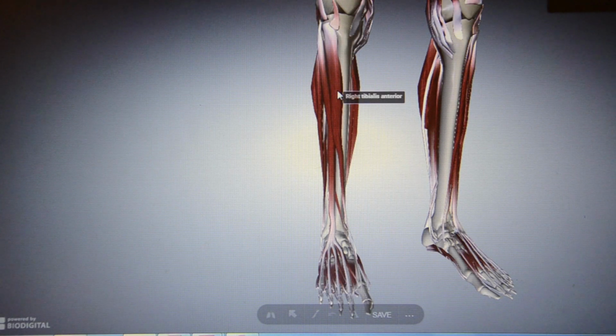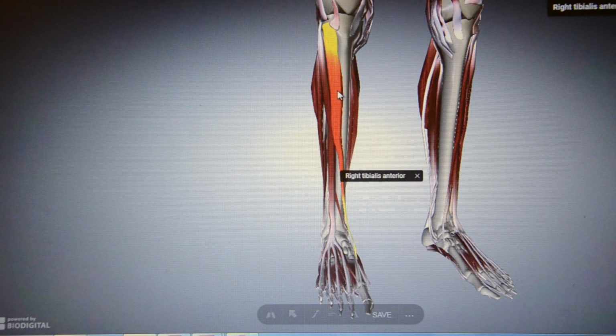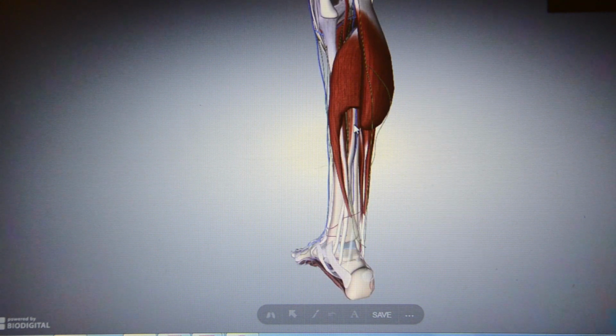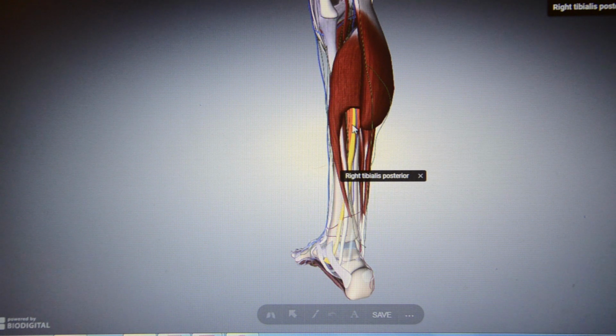And then we also have tibialis anterior and tibialis posterior.